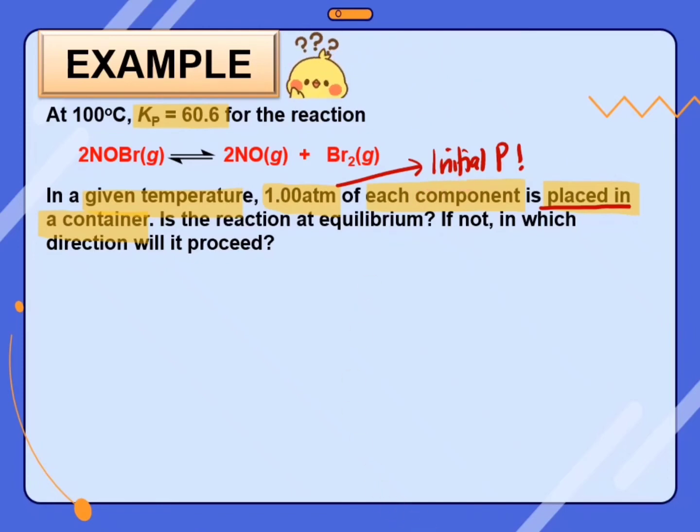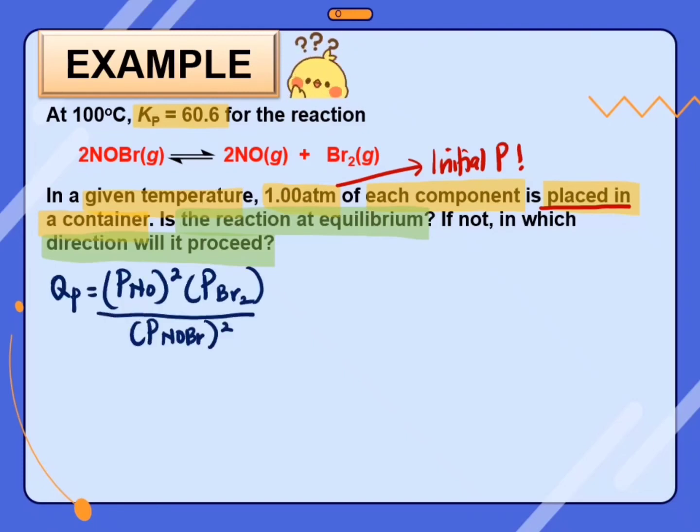And this question asks whether the reaction is at equilibrium. If not, which direction will it proceed? You can see it asks that. So what we need here is to calculate QP. Why do we need to calculate QP? Because in the question KP is given. So firstly, please write the QP expression.